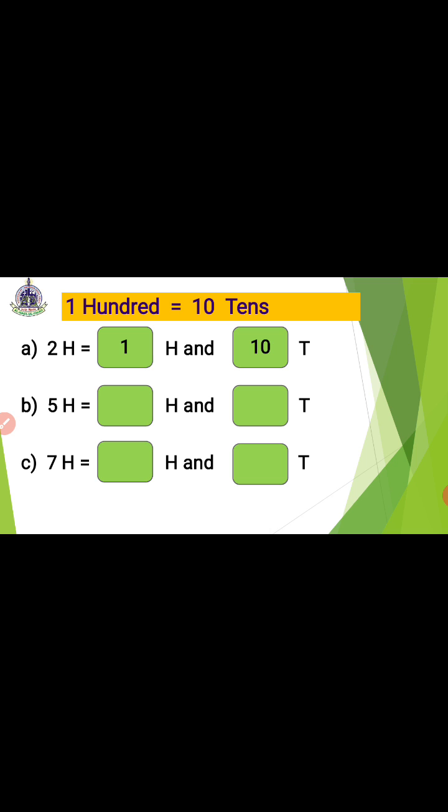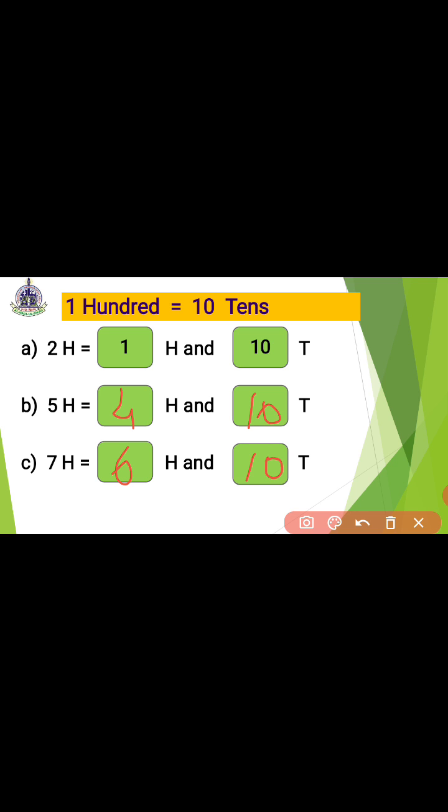Here we can see some hundreds, like 200s. If we untie 200, it means 20 tens. 500 means 50 tens. 700 means 70 tens. Okay, students?